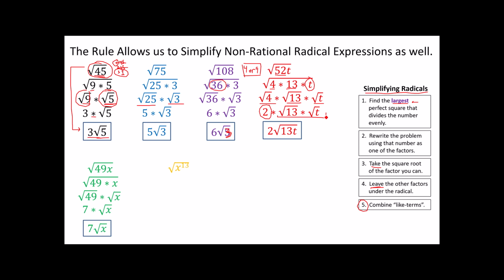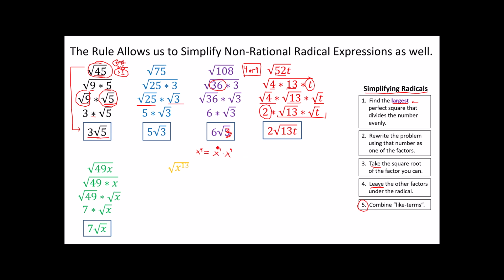This one's a fun problem. What's the largest perfect square inside of x to the 13? This is really interesting because a lot of people tell me that it is x to the 9th. But x to the 9th is not a perfect square. Remember, x to the 9th means that something times itself equals x to the 9. Well, you could do x to the 4 and x to the 4, but that's x to the 8. You could do x to the 5 and x to the 5, but that's x to the 10.